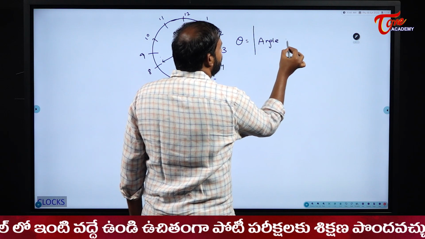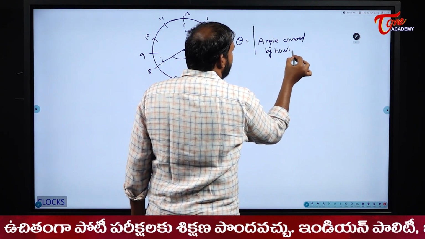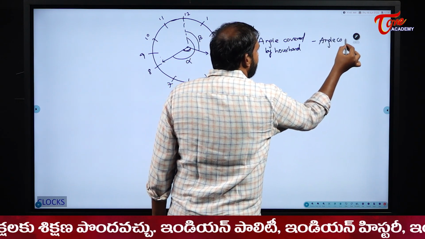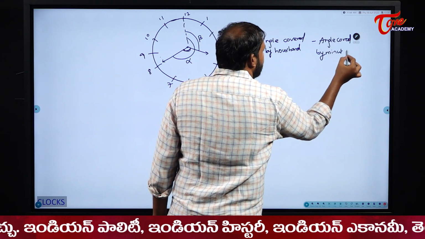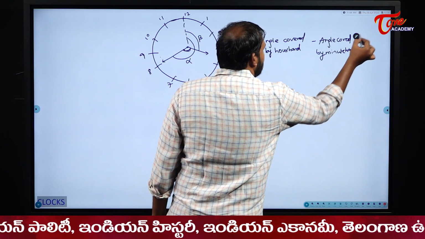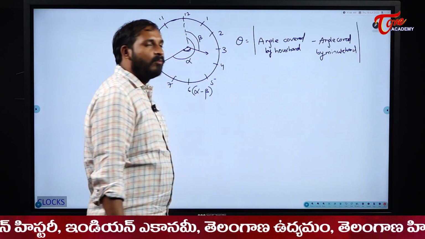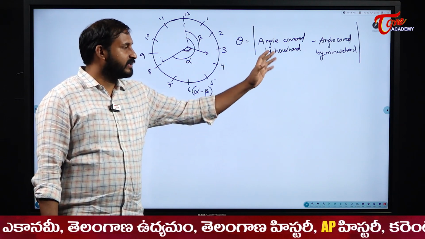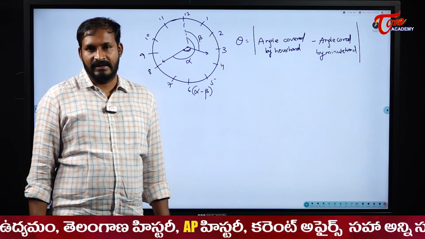the angle covered by the hour hand minus the angle covered by the minute hand. Okay, so why? Because sometimes my hour hand will travel more distance, sometimes my minute hand will travel more distance. Because of that reason, we will use the formula theta is equal to the angle covered by my hour hand minus the angle covered by my minute hand.